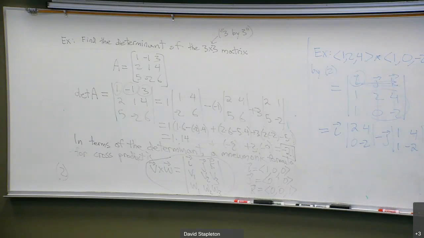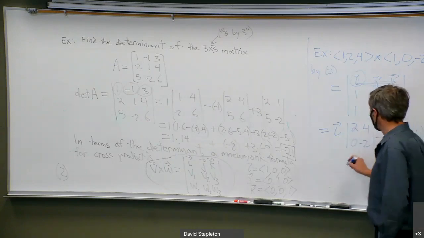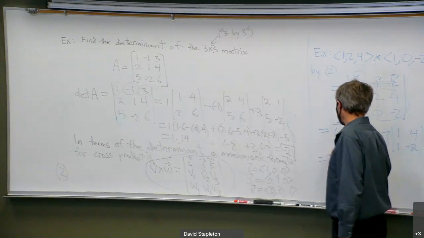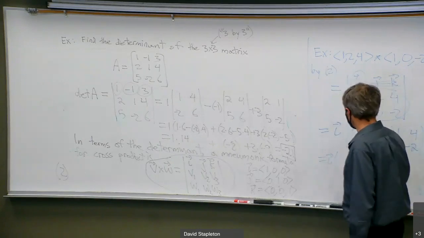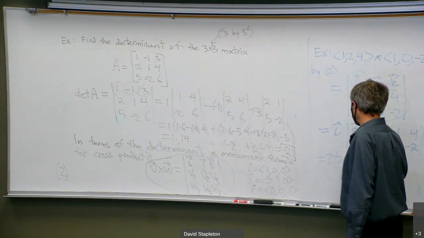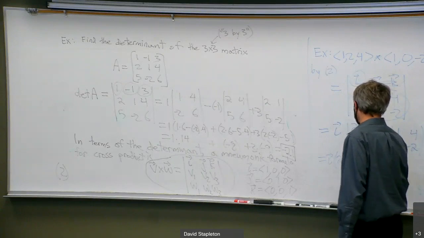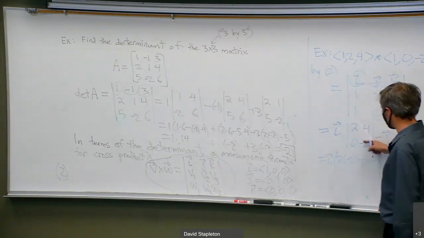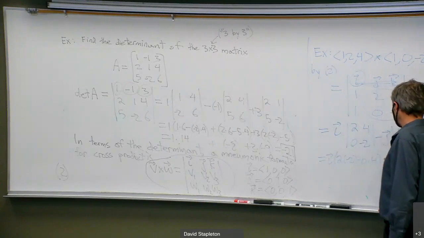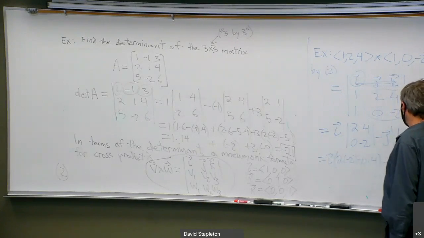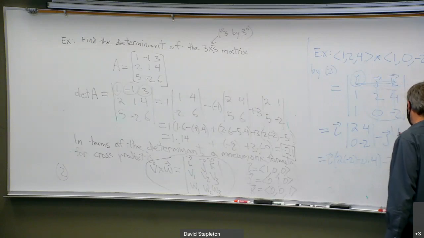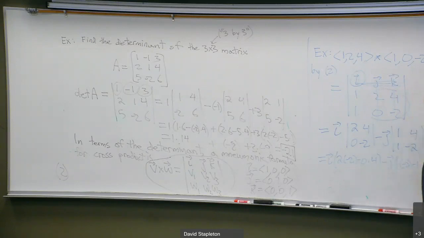Now I have to be able to do these 2 by 2 determinants. Those are easy, right? Just this times this minus this times this. So that's i times, I'll write it out in detail here, and I'll start taking the speed up soon: 2 times minus 2 minus 0 times 4. Minus j times 1 times negative 2 minus 1 times 4. Plus k times 1 times 0 minus 1 times 2.